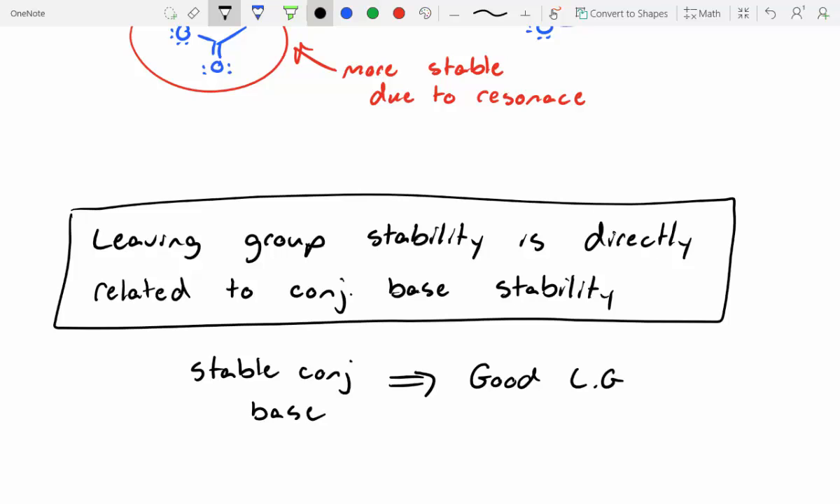What was the list of rules we did to determine stability of conjugate bases? Yeah, we started with the atom, so we looked at electronegativity and atomic size. After that, what did we look at? Resonance, and then after that, induction, and then after that, hybridization, right? So those same rules apply to analyzing the stability of your leaving group.